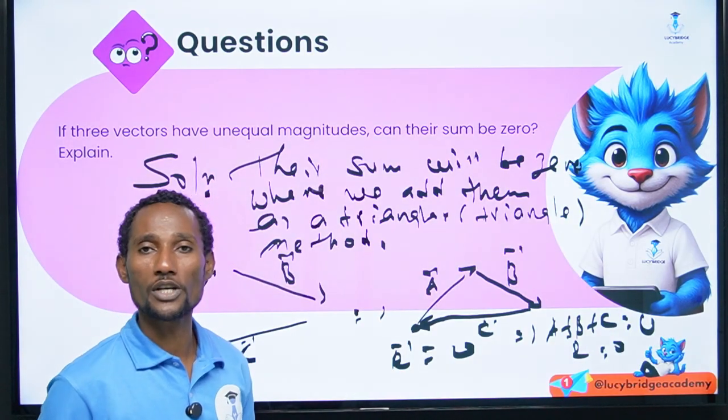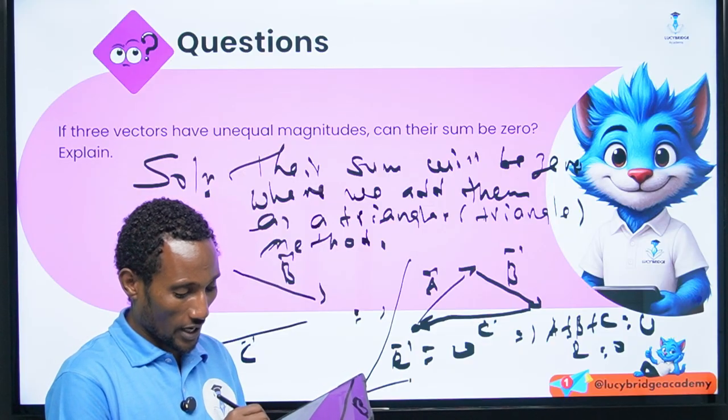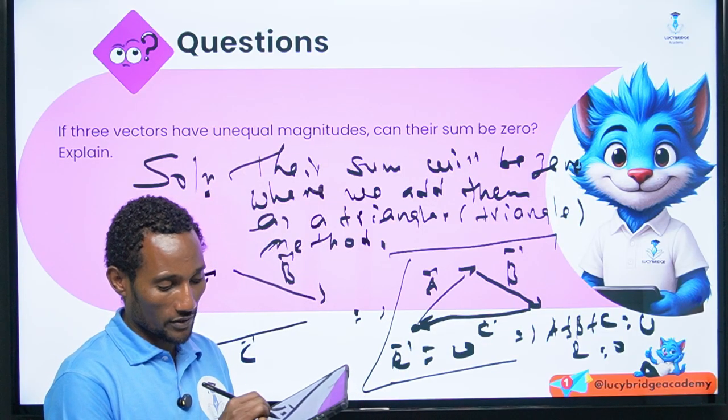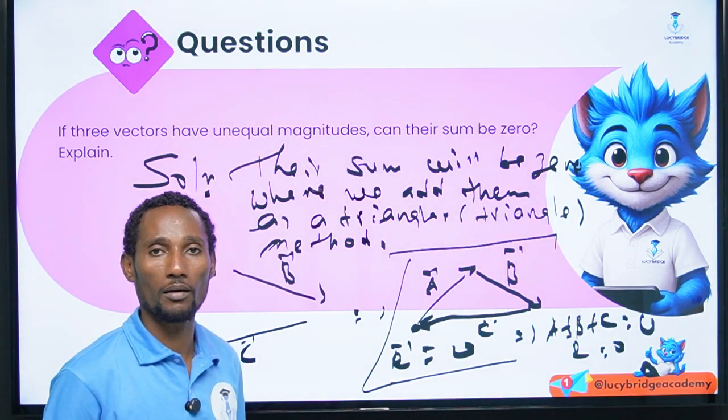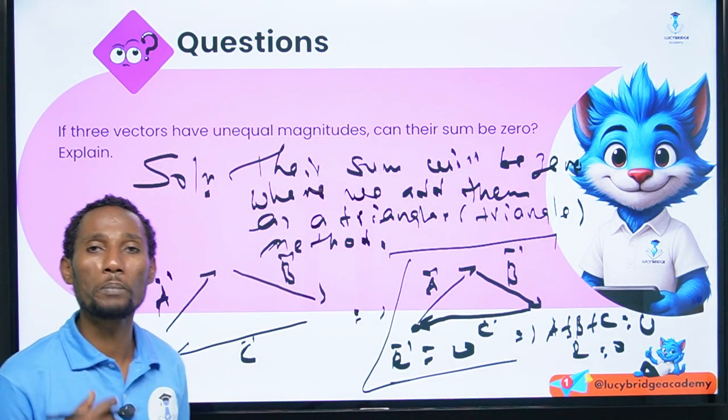The resultant equals 0 within the triangle method. This is what we call the triangle method of vector addition. So there will be 0.